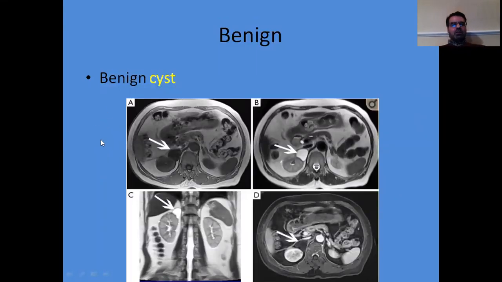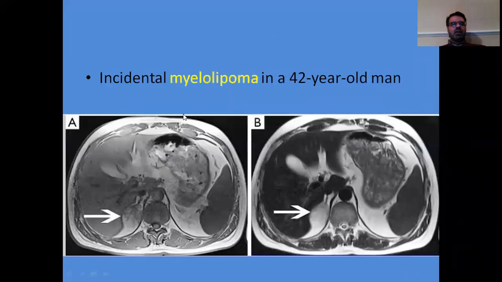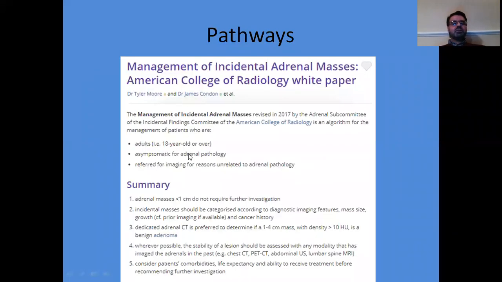MRI can also be helpful in characterizing benign lesions like cysts. This is a case of teratoma, with different tissues. This is myelolipoma with predominantly fat content, and this is a case of pheochromocytoma.